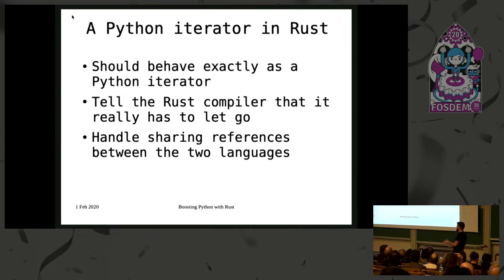The main idea is that you want to have a Rust collection, let's say a vector or anything that you can iterate on, and you want to pass one value at a time when it's being iterated, instead of taking the whole collection, moving it through the FFI layer, having two copies of the same stuff and trying to synchronize them. So you want it to behave exactly as a Python iterator would. But to do that, you have to tell the Rust compiler that it really has to let go of the memory that it's trying to hold on to. And it basically revolves around sharing the references to the same object between the two languages.